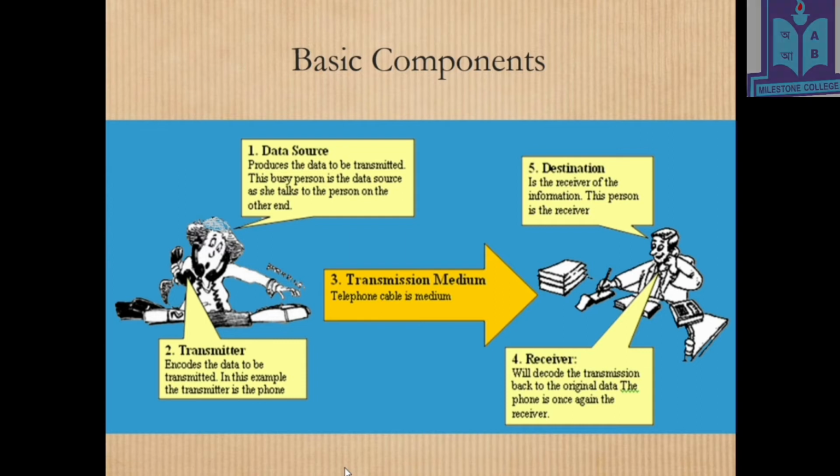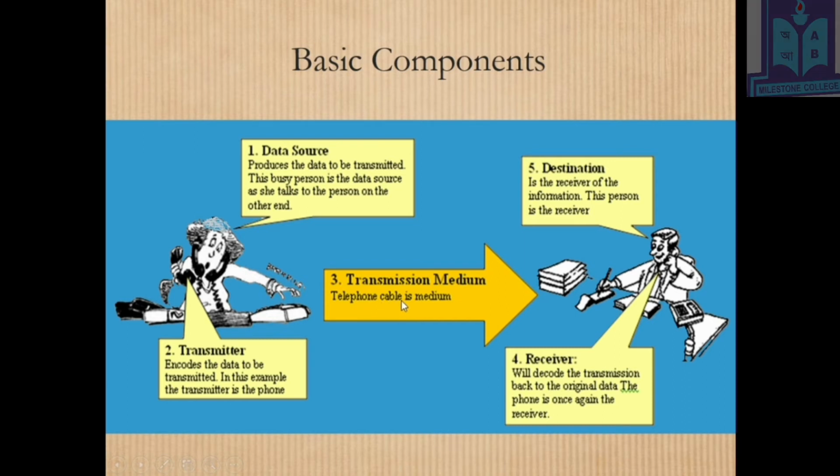You see here in number one, the data source produces the data to be transmitted. This busy person is the data source as she talks to the person on the other end. And number 2 is the transmitter, what he carries in his hand. The transmitter of a telephone encodes the data to be transmitted. In this example the transmitter is in the phone. And number 3 is the transmission medium. The telephone cable is the medium right now.